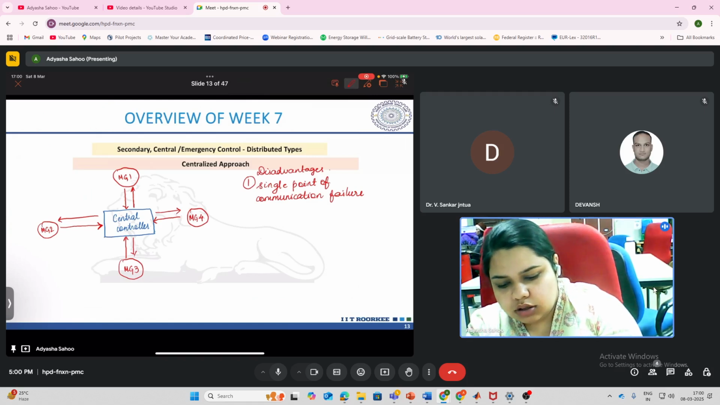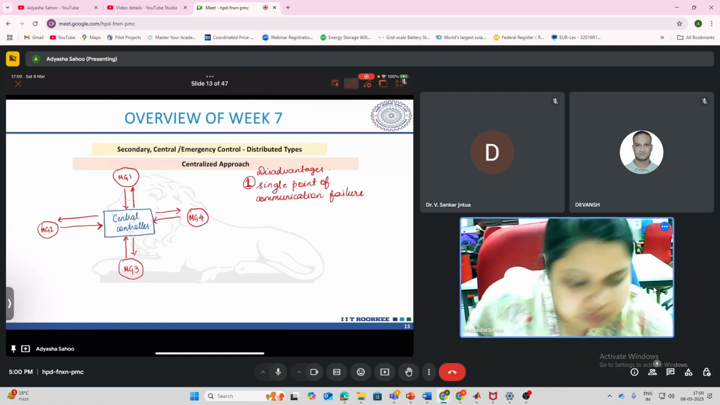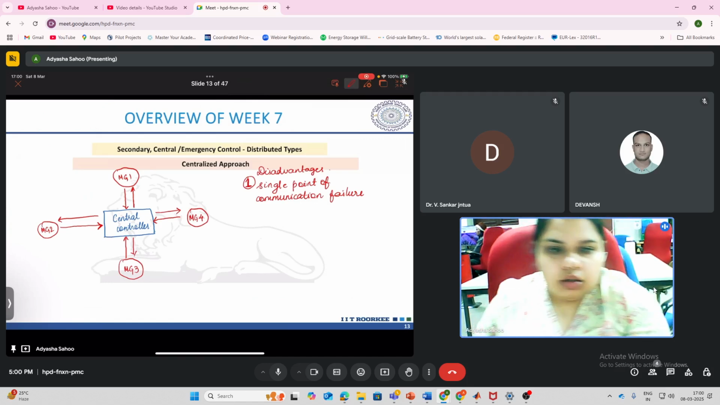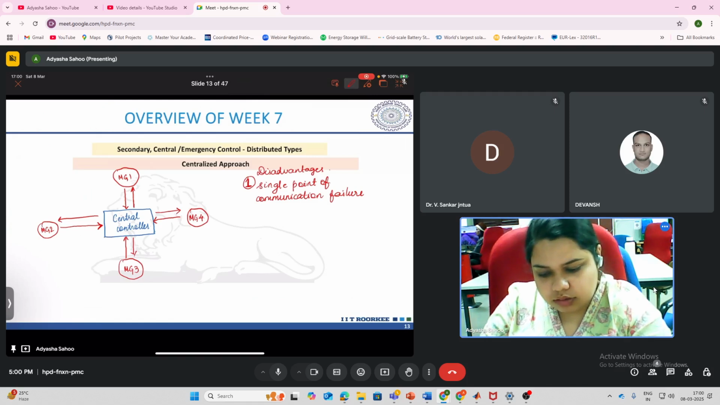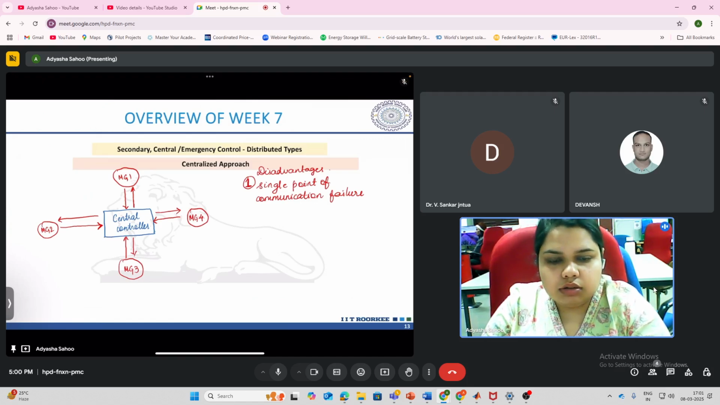So what this single point of communication failure means, because every action is being decided by the central controller at the upper level. Now let's say communication failure happens and the central controller is unable to communicate with the microgrids, then these microgrids are in the dark. They don't know what action they need to take.